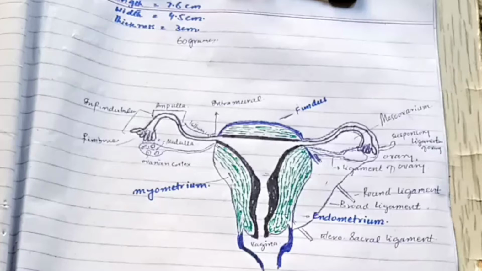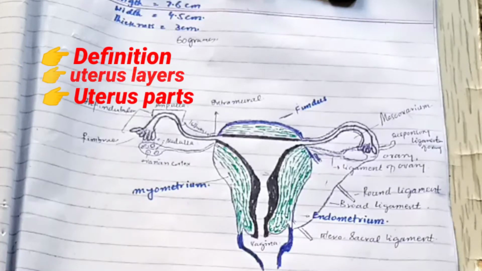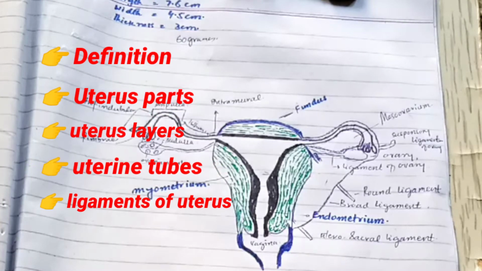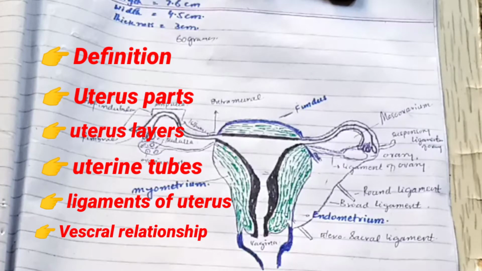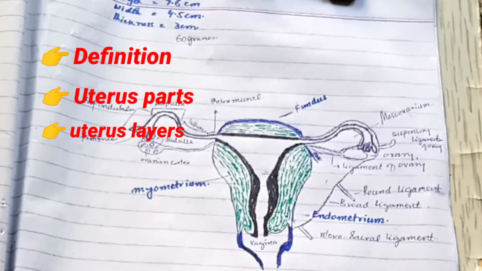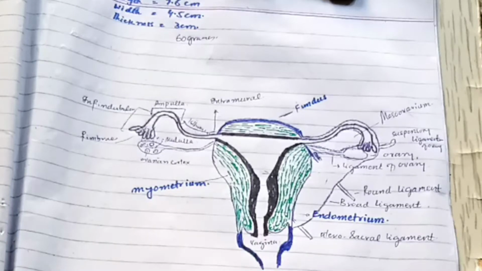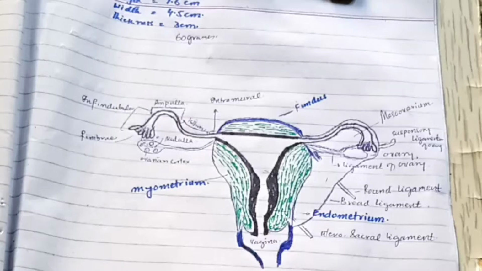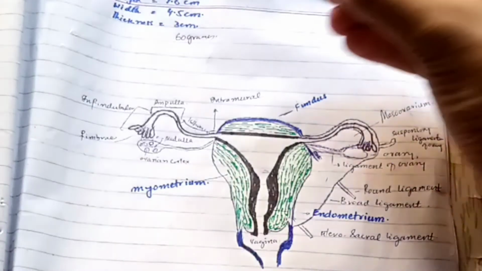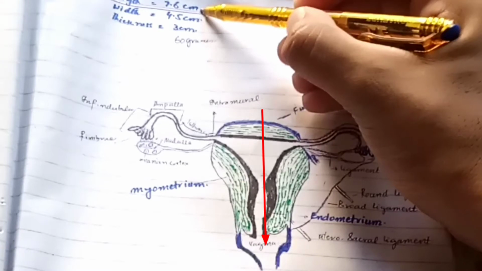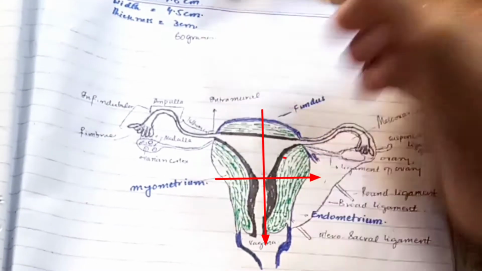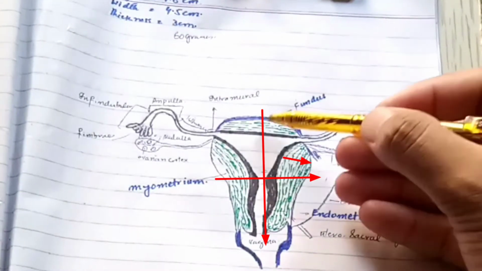So in this video I will discuss the definition of the uterus, the parts of the uterus, the layers of the uterus, the uterine tube and ligament of uterus, and the vessel relationship of uterus. So the uterus is a hollow pear-shaped organ which is present in the female pelvis, and it is about 7.6 centimeter long and 4.5 centimeter width, and it has 3 centimeter in thickness.